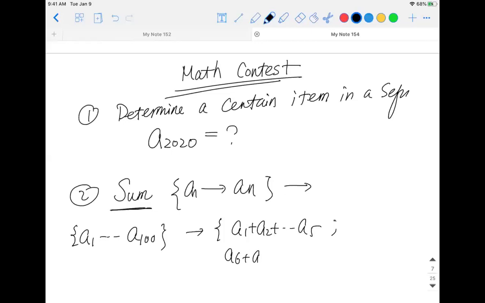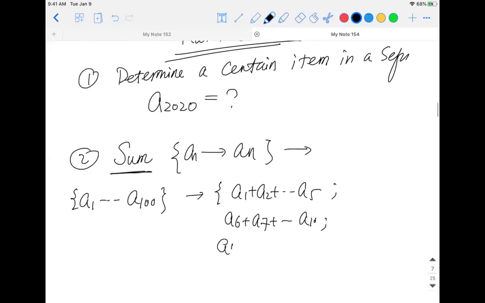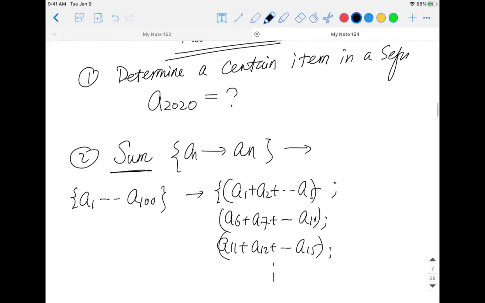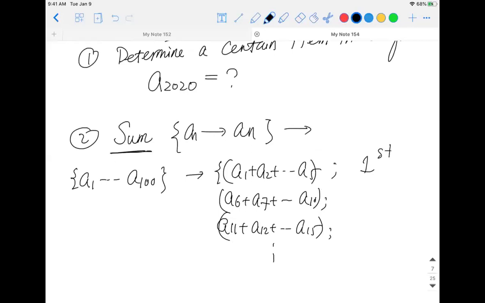A6, A7, all the way to A10, A11, A12, all the way to A15. 5 as a block, 5 as a block. Okay? So please tell me, this is the first block, the second block. What is, let's say, this 100th block?